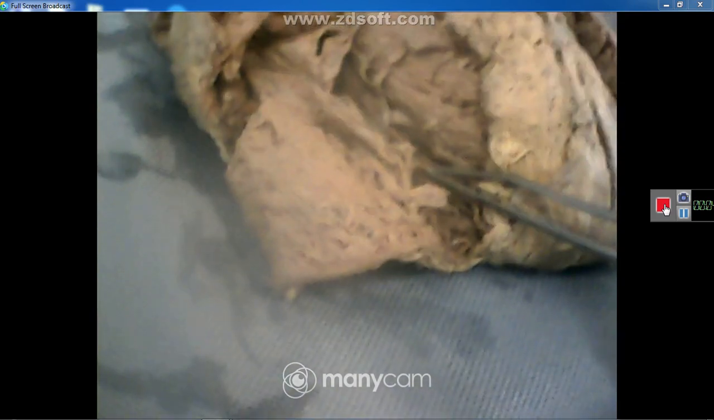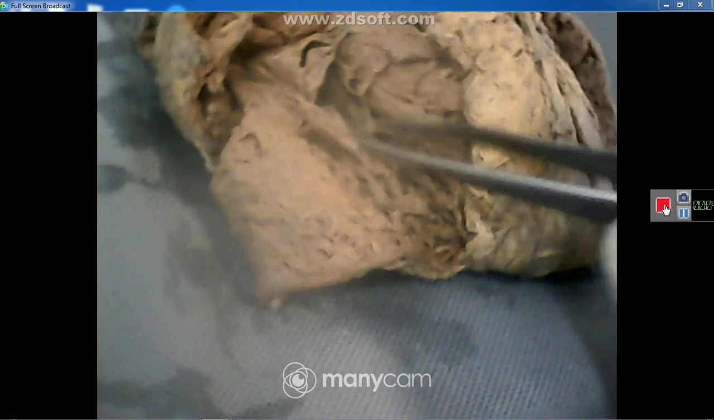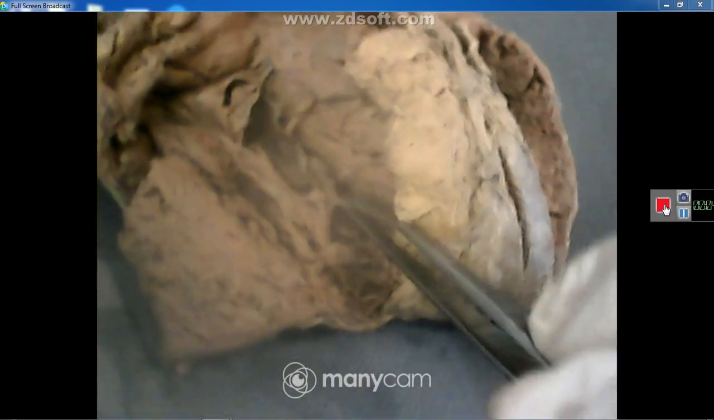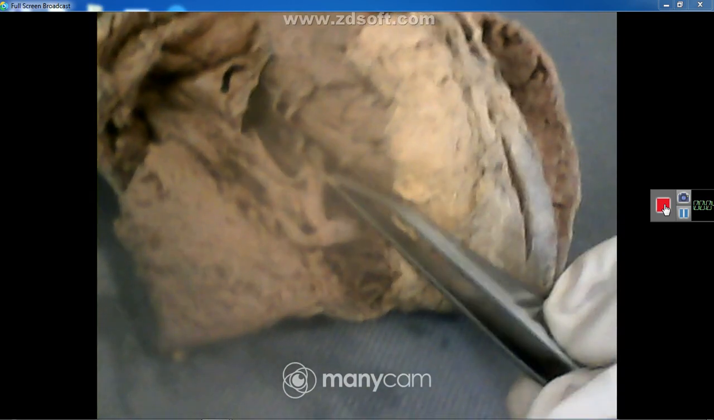You can see that there is a band, which is this one. This band is called the moderator band or septomarginal band, because it extends from the septum between the right ventricle and left ventricle to the margin of the anterior papillary muscle. This is the septomarginal band.